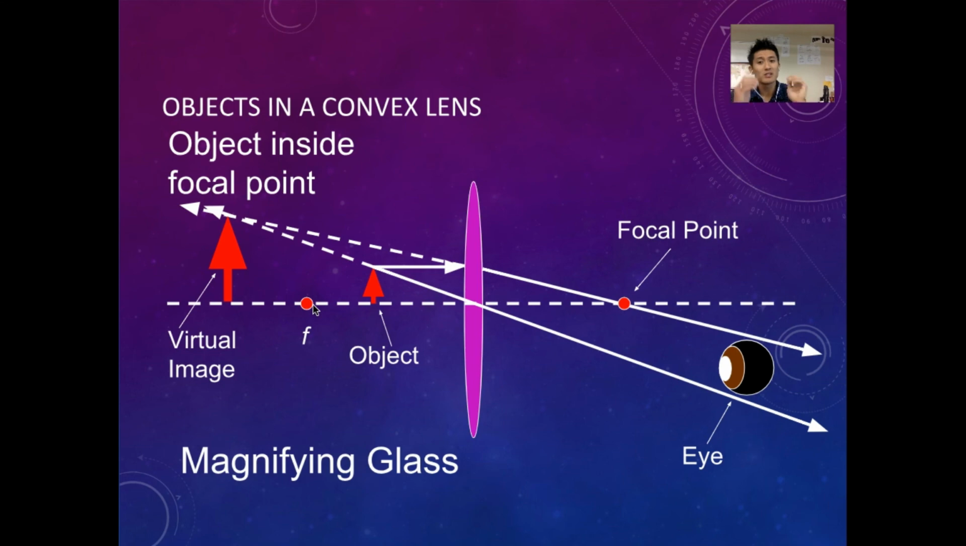This would be a good example of a magnifying glass. If you look at a magnifying glass carefully, it's really a convex lens. It's a lens that bulges out towards you. When you hold up a magnifying glass and look at something through it, the object appears way bigger. The reason for that is because we're looking at it in front of the focal point. The image is going to be on the same side as that object.